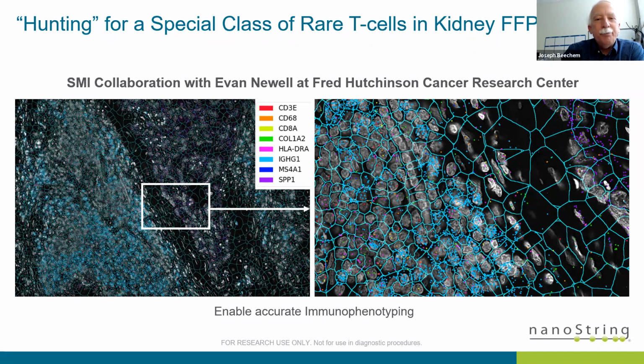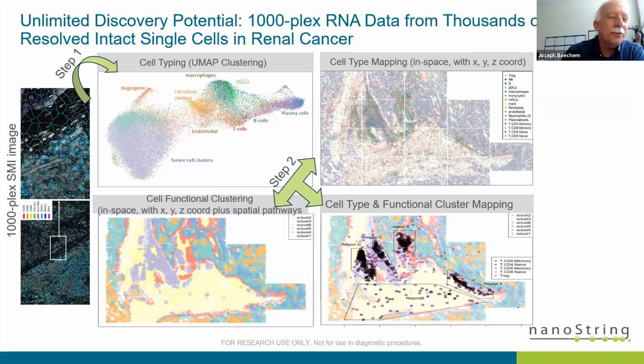So let me show you, let's do something with this. What's it like to hunt for rare T cells in something like this? Here we're in an FFPE kidney cancer case, interacting with an investigator a couple of blocks away from my lab here in Seattle at the Fred Hutch. He discovered a really fascinating class of T cells. I called them bystander T cells. There are bystanders, and then there are ones that are active, and we're on a hunt for the active ones.